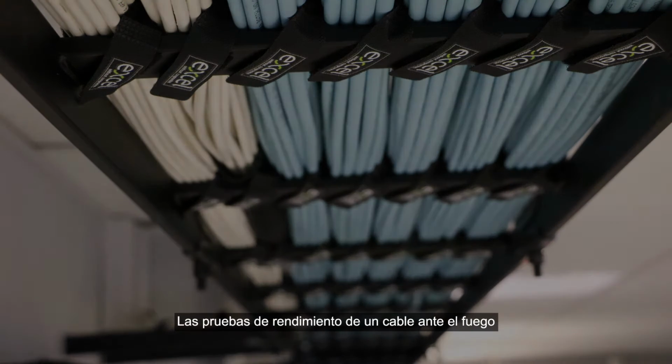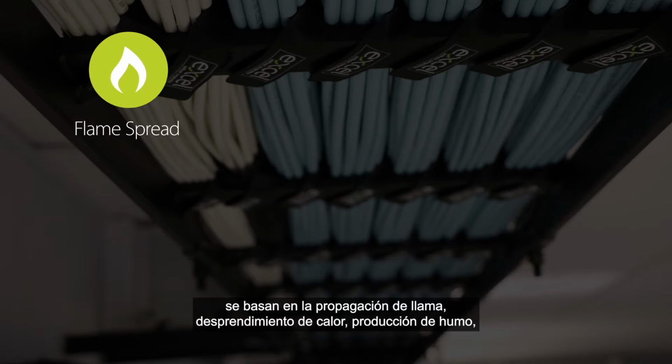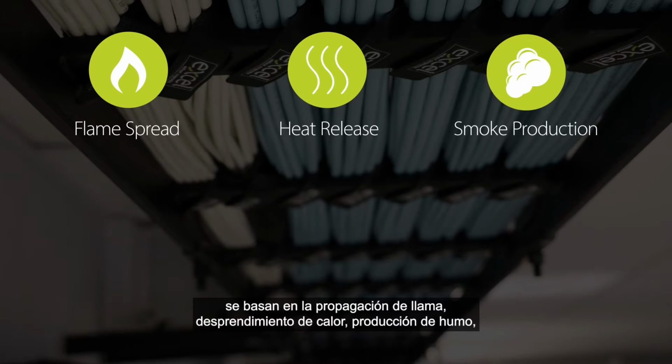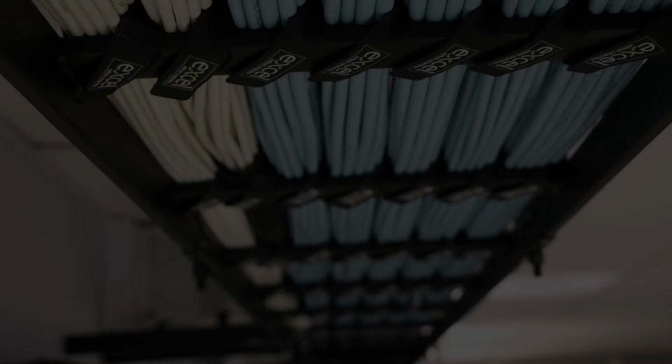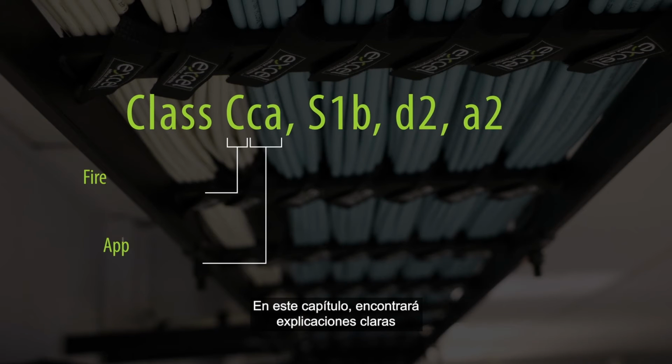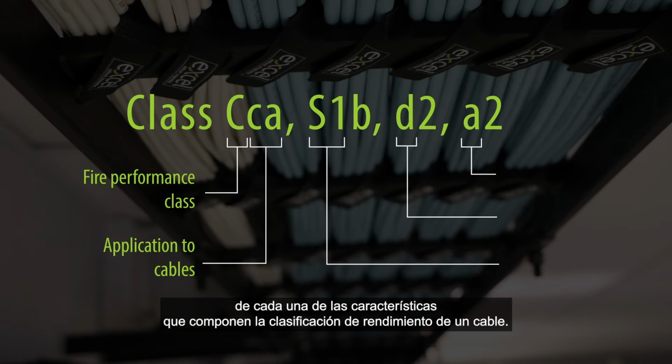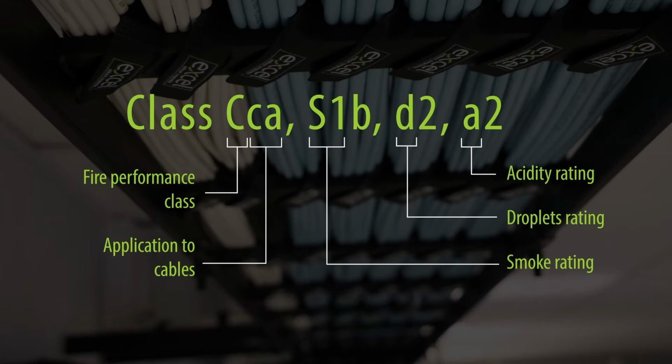Performance tests on a cable's reaction to fire are based on flame spread, heat release, smoke production, flaming droplets and acidity. In this chapter, we provide clear explanations for each of these characteristics which make up a cable's performance classification.